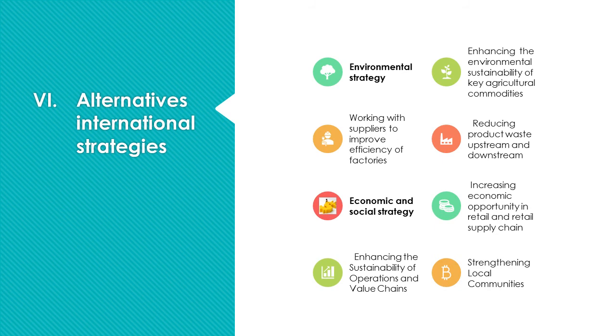The next strategy on economic and social strategy is enhancing the sustainability of operations and value chains. That is, increasing their renewable energy portfolio. Walmart has set a goal to power 50% from renewable sources by 2025 and has currently achieved an estimated 28%, putting Walmart on track to reach the goal. The last point is strengthening the local communities, that is, providing disaster relief, relieving hunger, engaging associates and community, and supporting veterans.